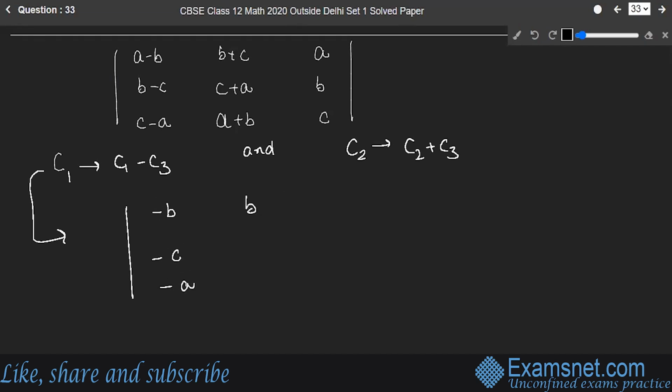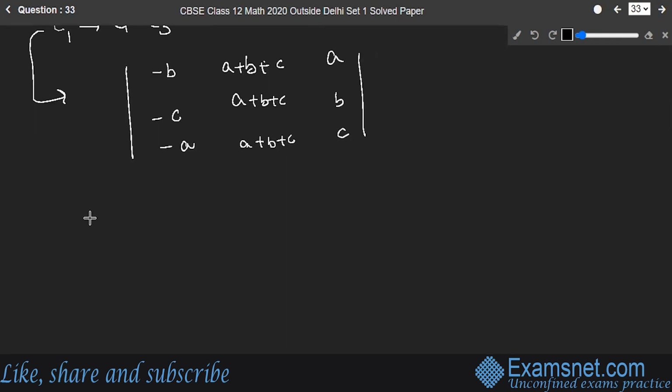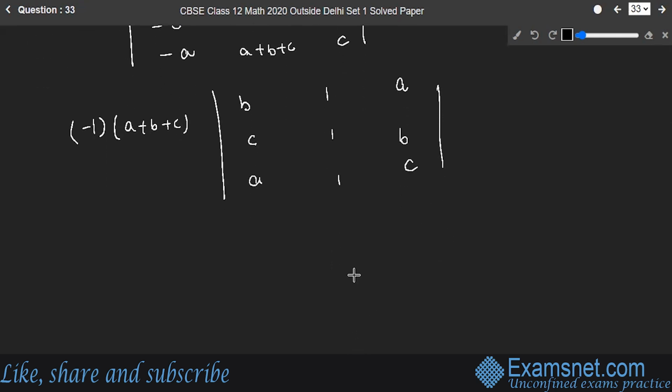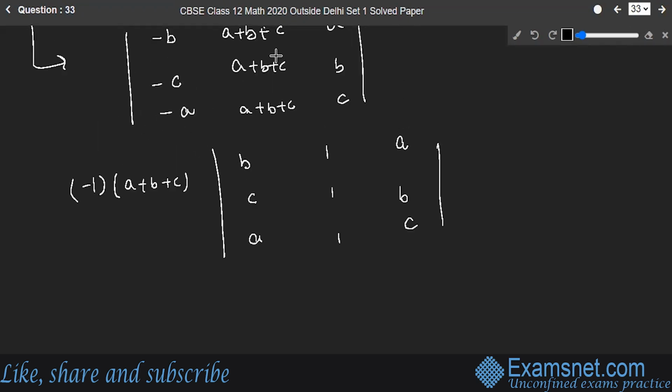Now this will be B, A plus B plus C. Similarly, A plus B plus C, A plus B plus C. Here you have A, B, C only, right? So I'm going to take two things common, -1 and this A plus B plus C, right? So after that, you will have B, C, A over here, 1, 1, 1, A, B, and C. Now taking -1 common from C1, what I've done is I've taken -1 common from here and A plus B plus C common from here, right? Now I'll do some more transformations.